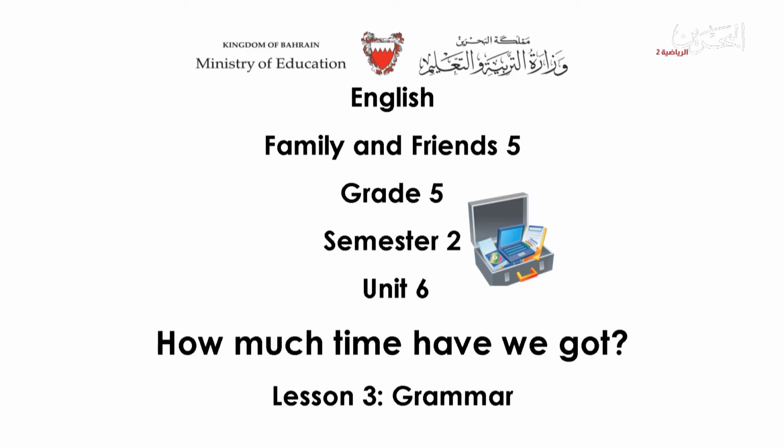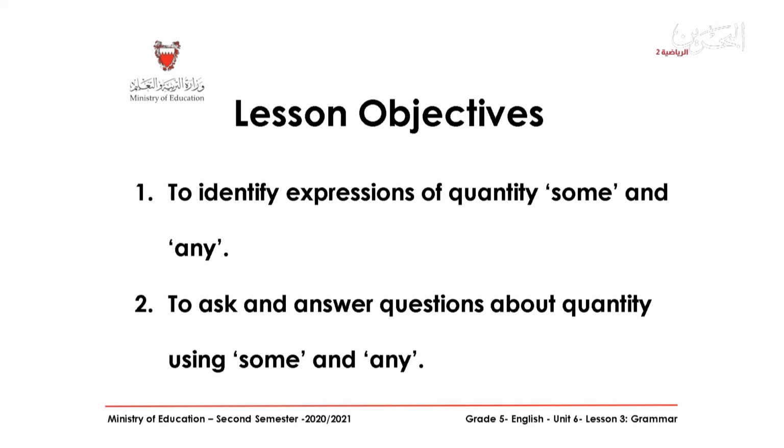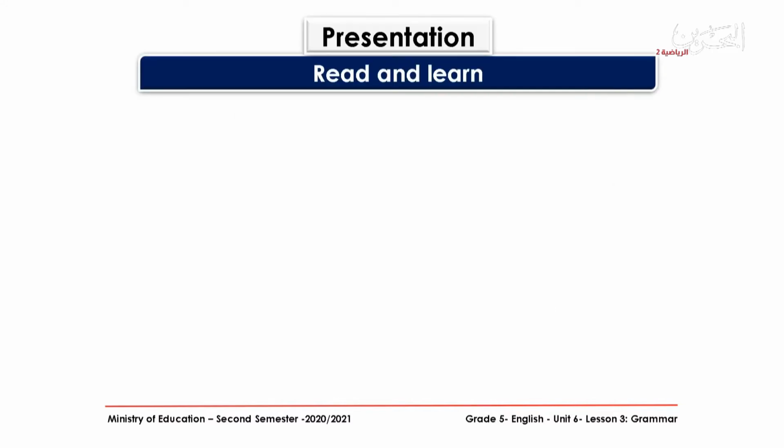Lesson number 3, Grammar. Before we start the lesson, here are the learning objectives. By the end of this lesson, you will be able to identify expressions of quantity, which are some and any, and you will be able to ask and answer questions about quantity using some and any. Now, let's learn when we should use any and some.